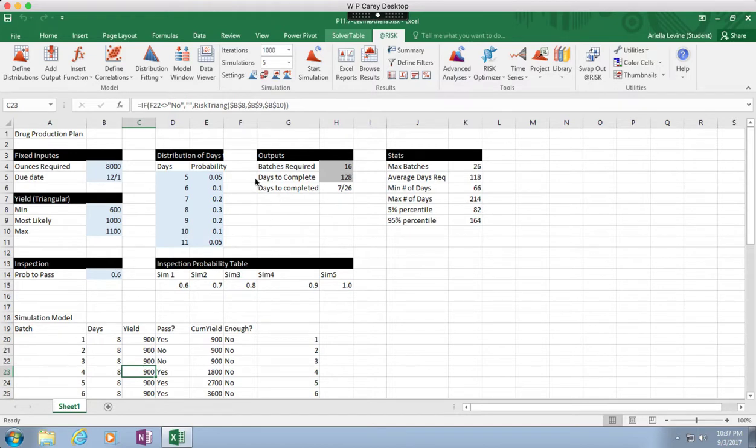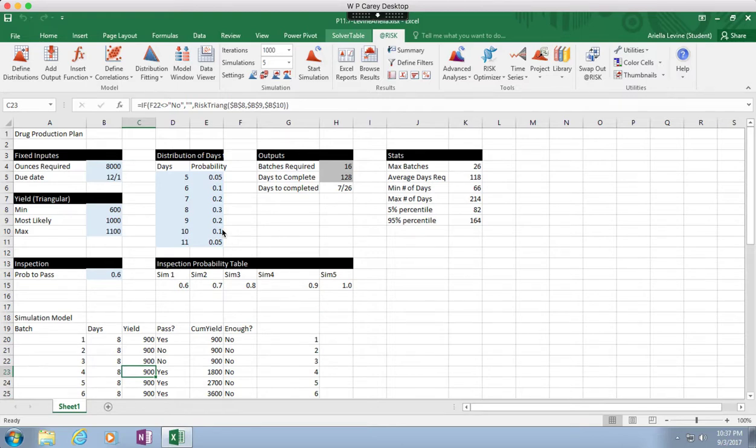Those are the two pieces of information, so let's start with the batches. There is a triangular distribution on those batches. At minimum, each batch will produce 600 ounces, most likely 1,000 ounces, with a max value of 1,100 ounces. Now, that's for every single batch. Each batch takes a number of days to be produced, which is also an unknown. A batch can take anywhere from 5 days to 11 days to produce, and they each have different probabilities. There's a 5% chance it would take 5 days, a 30% chance it would take 8 days, and you can see the rest in the table here.